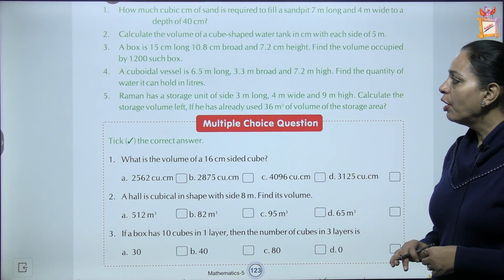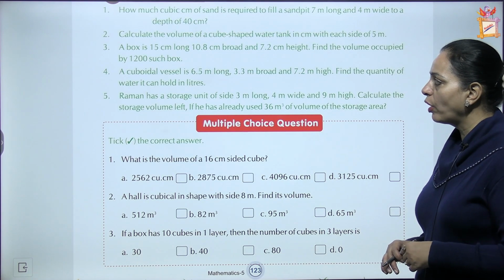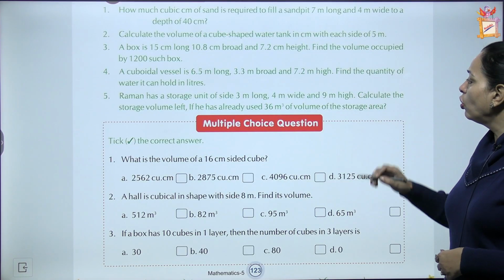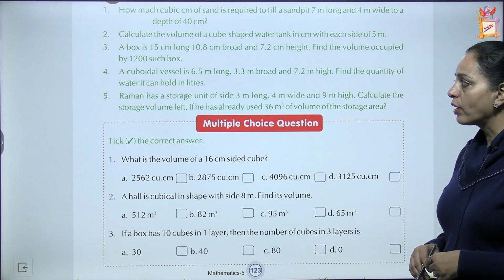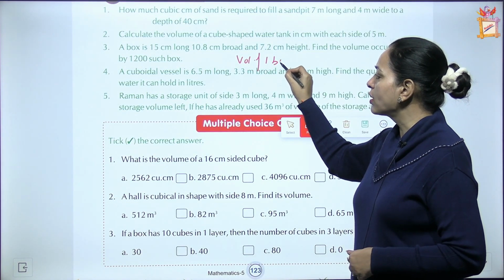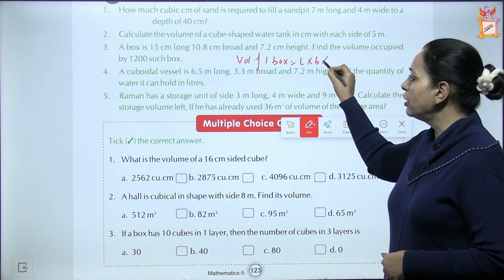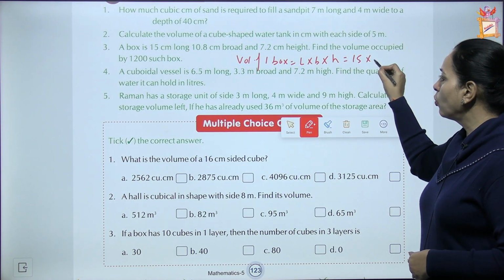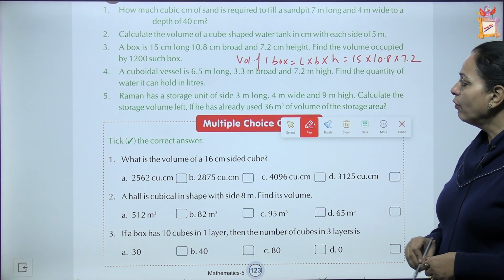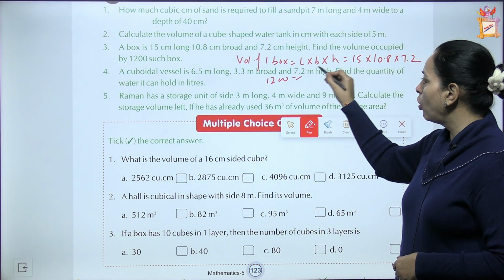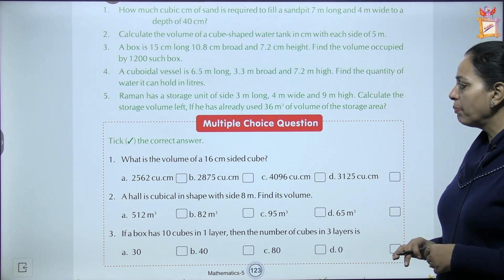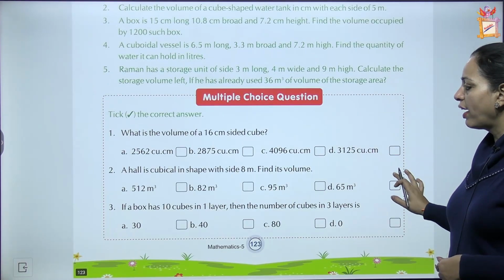The third question, a box is 15 centimeter long, 10.8 centimeter broad and 7.2 centimeter high. So find the volume occupied by 1200 such boxes. It means volume of one box, length into breadth into height, 15 into 10.8 into 7.2. Okay, then volume of 1200 boxes, whatever the volume, multiply by 1200. Similarly, you can try the remaining parts. Now we have MCQ, you can try this one also.